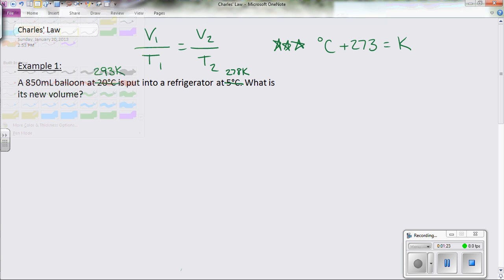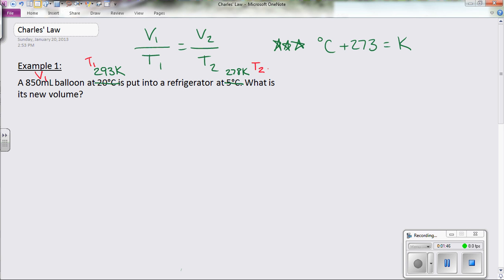Let's go through and label what we have. An 850 milliliter balloon. Milliliters is volume, so we know this will be our first volume. And 293 Kelvin is a measurement of temperature, so that will be T1. Put into the refrigerator, and it changes to 278 Kelvin. Again, that is temperature, so this will be our second temperature.